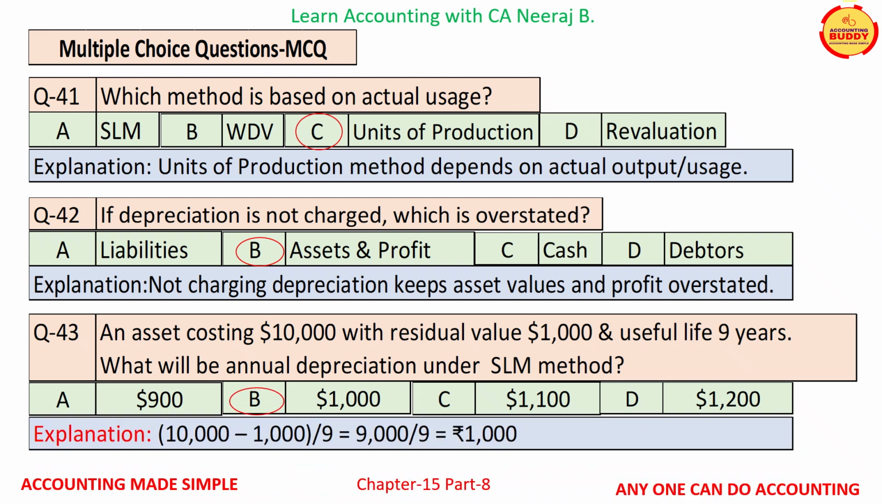Now when the residual value of $1,000 is deducted from the original cost of the asset of $10,000, we are left with the depreciable net value of $9,000. Now when $9,000 is divided by the estimated useful life of the asset, which in our example is 9 years, we will come up with an amount of $1,000 which needs to be charged every year.